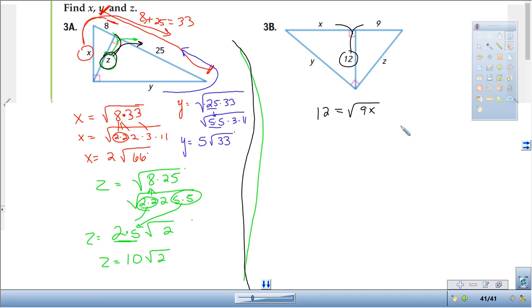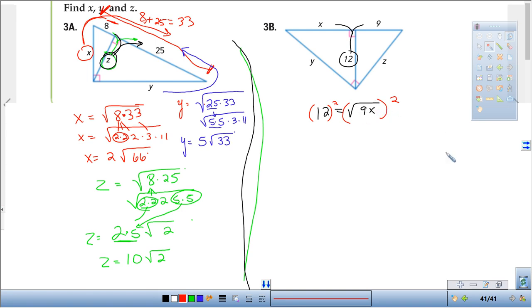Okay. Does anybody know how to get rid of a square root? Anybody know how to get rid of a square root? Wow, we kind of forgot. Okay, if you forgot how to get rid of it, you square it. You square this sucker. To get rid of a square root, you square it.